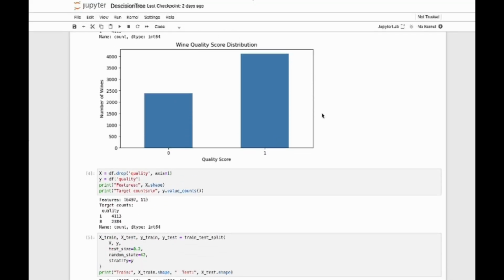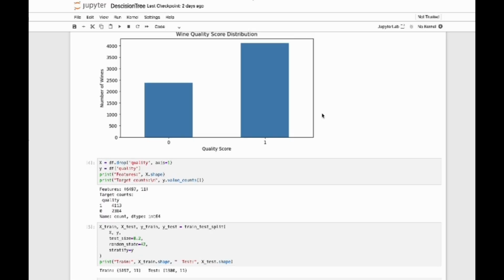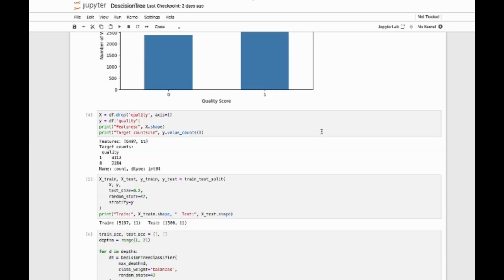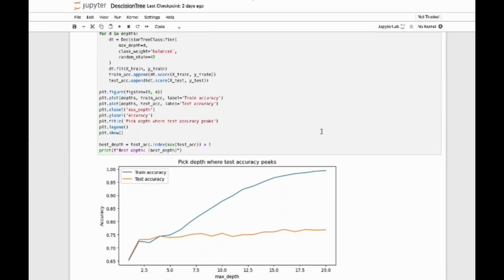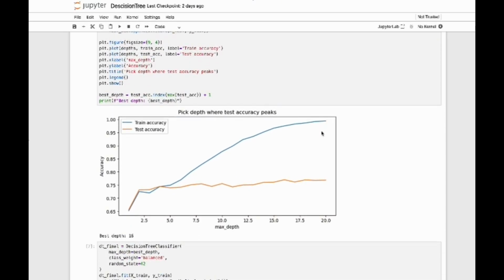So first I split the data into a training dataset and a test dataset, 80% for training, 20% for testing. I use stratified splitting, which makes sure both sets have the same ratio of good and bad wines. Next, and the most important step, I tune the max depth parameter. A decision tree that's too deep will simply memorize the training dataset and fail on new wines.